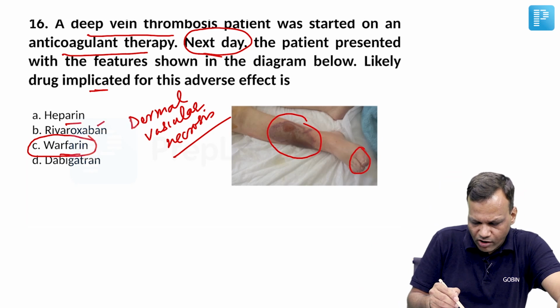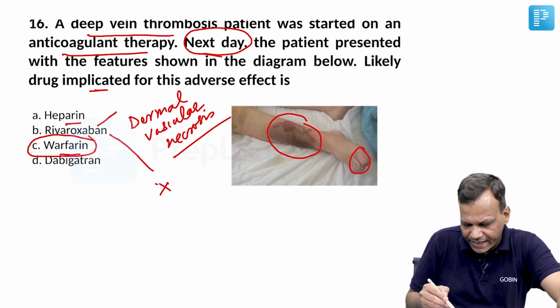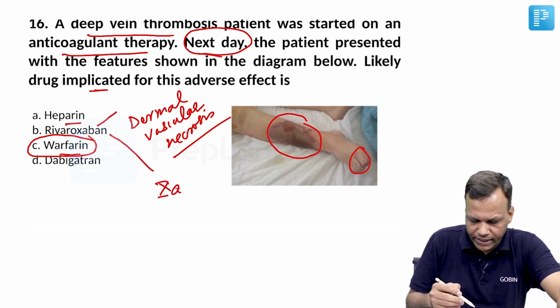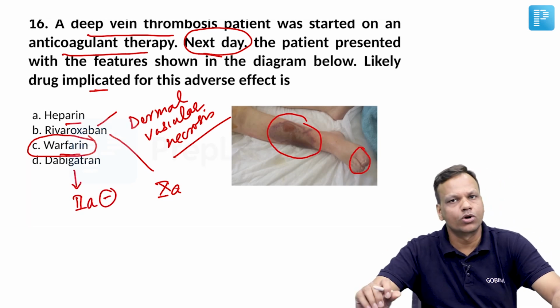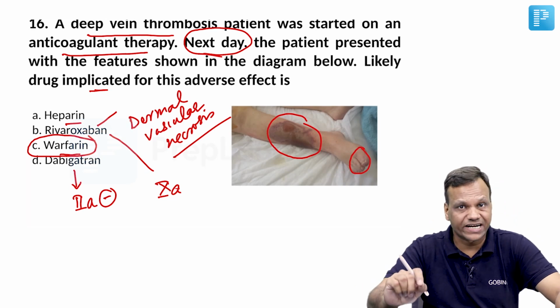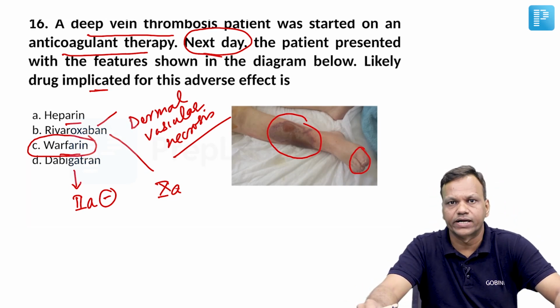Moving to the other options, rivaroxaban, we all know it is a factor Xa inhibitor, an oral anticoagulant drug. Dabigatran is a direct thrombin inhibitor, another oral anticoagulant. Heparin is injectable. The other three drugs given in the options are oral drugs.